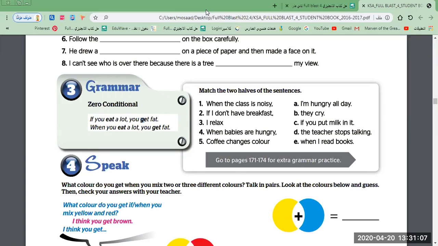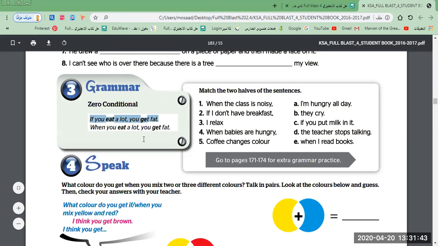I say, for example, if you eat a lot, you'll get fat. This means it's a fact. Mark, this means it's something that will surely happen, it's a fact. So you start with the first sentence in present simple, and the second sentence is also present simple.